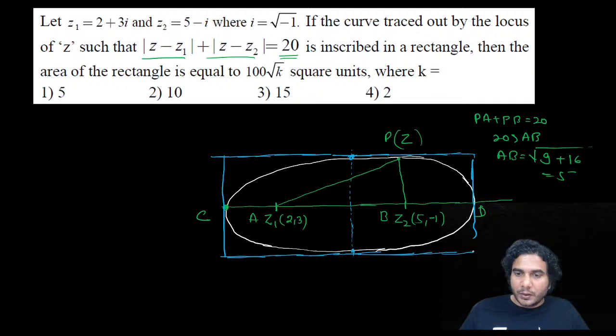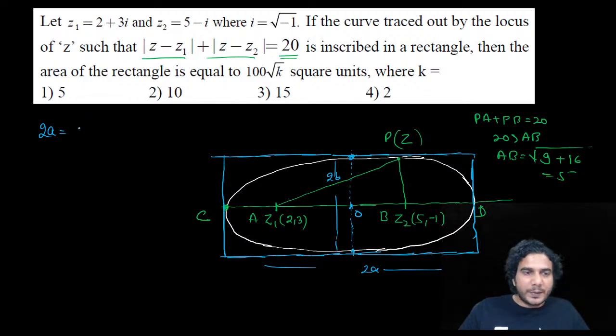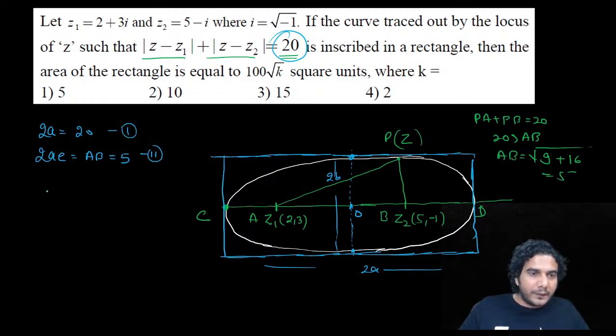So this rectangle, whose area we need to find. So area is basically we need 2b. If I take this length 2b and this length 2a, that means major axis is 2a and minor axis is 2b. So 2a we know. 2a is equal to AB is equal to PA plus PB, which is 20, right? And we know 2AE also. 2AE is the distance between this A and B, which is actually 5, right? So after dividing this second equation by the first, we'll get E. So E is going to be 1 by 4, okay?